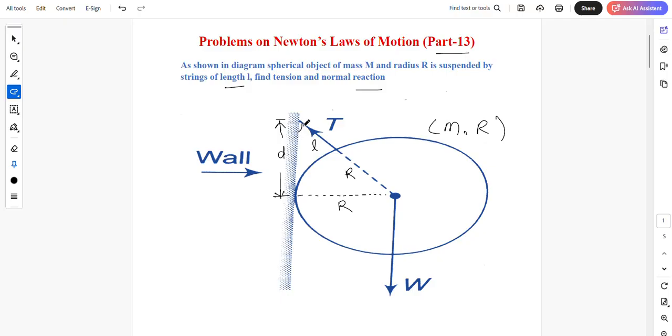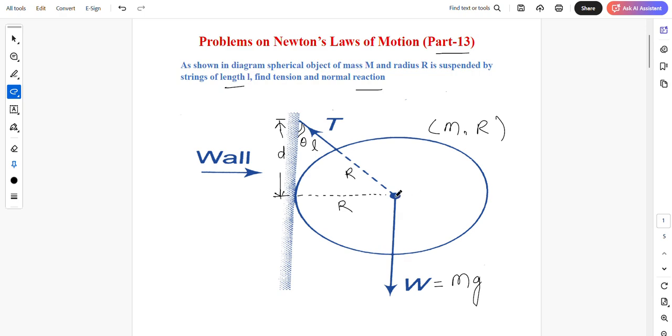Let this angle be theta. This is the length of the string. This is radius R, which is given, and this distance I have taken as D. And what is the weight? Weight is equal to m into g, the mass you have given, capital M into g. Now we are supposed to calculate the tension in the string and the normal reaction.